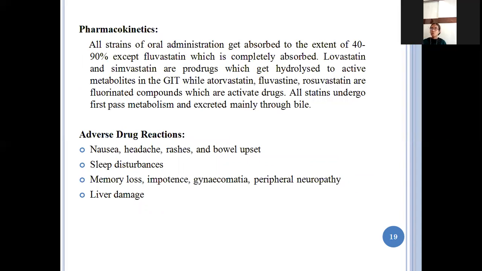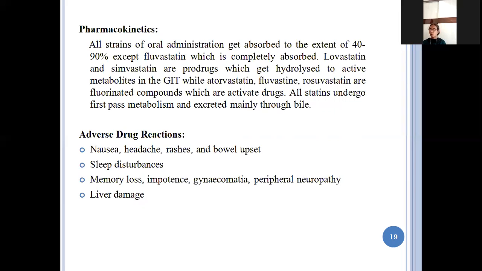Next, pharmacokinetics. It is given by the oral route of administration and it gets well absorbed. All the drugs get well absorbed except fluvastatin, which is completely absorbed when we compare it with other drugs. Lovastatin and simvastatin are prodrugs which get hydrolyzed to active metabolites in the gastrointestinal tract.